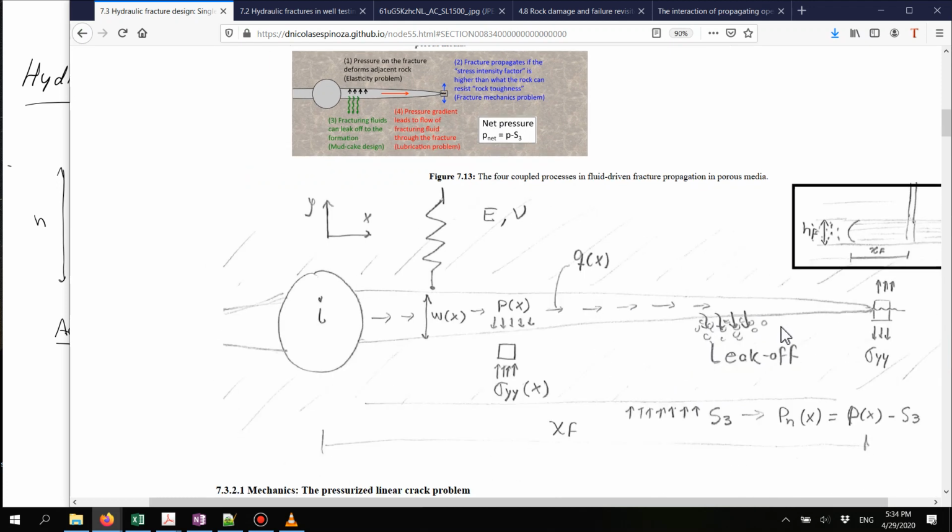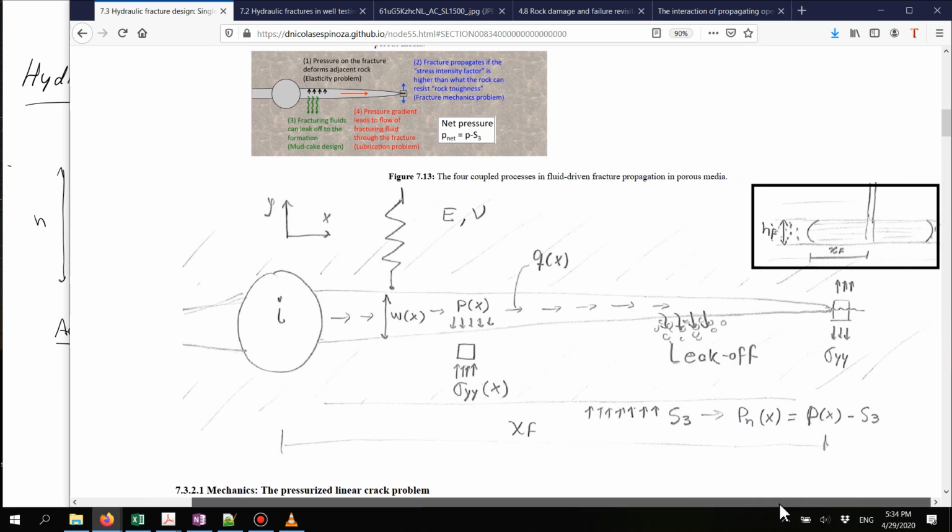Let's see what the solutions are for these four problems, how we can solve those, and put all of them together into a single model. And for that, as I was telling you before, we're going to assume that this is a planar fracture and it has a constant height, which is predetermined.